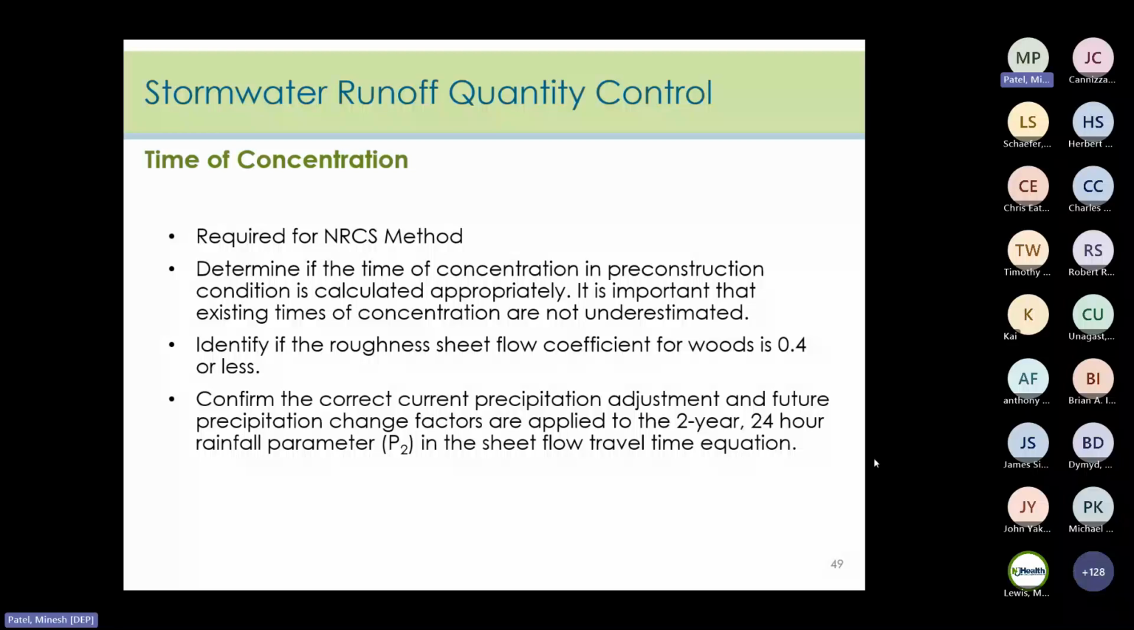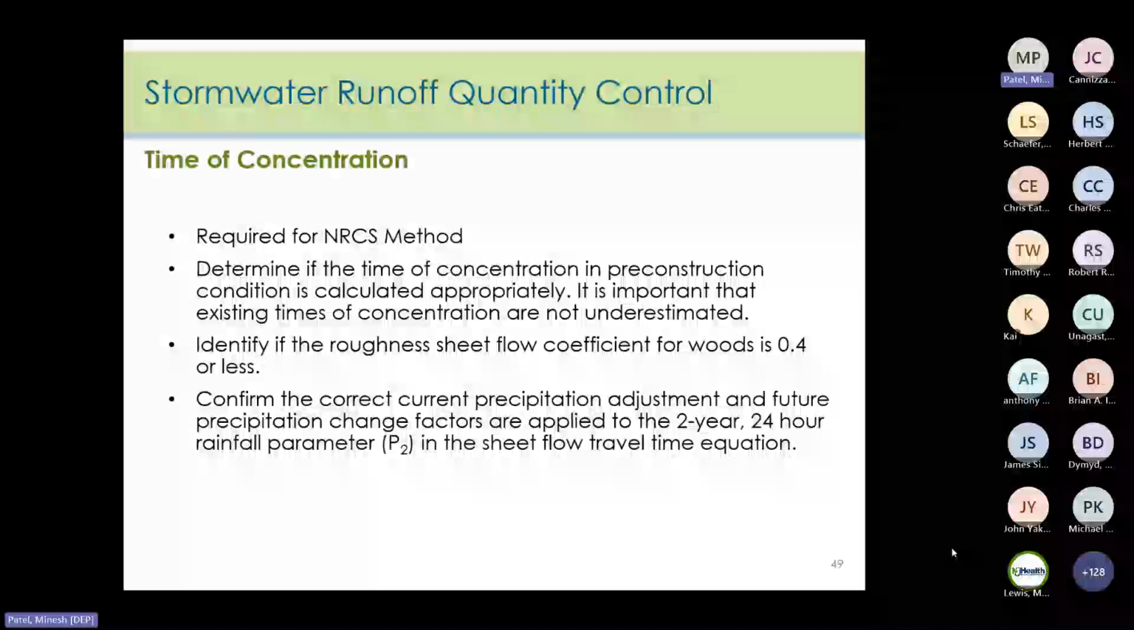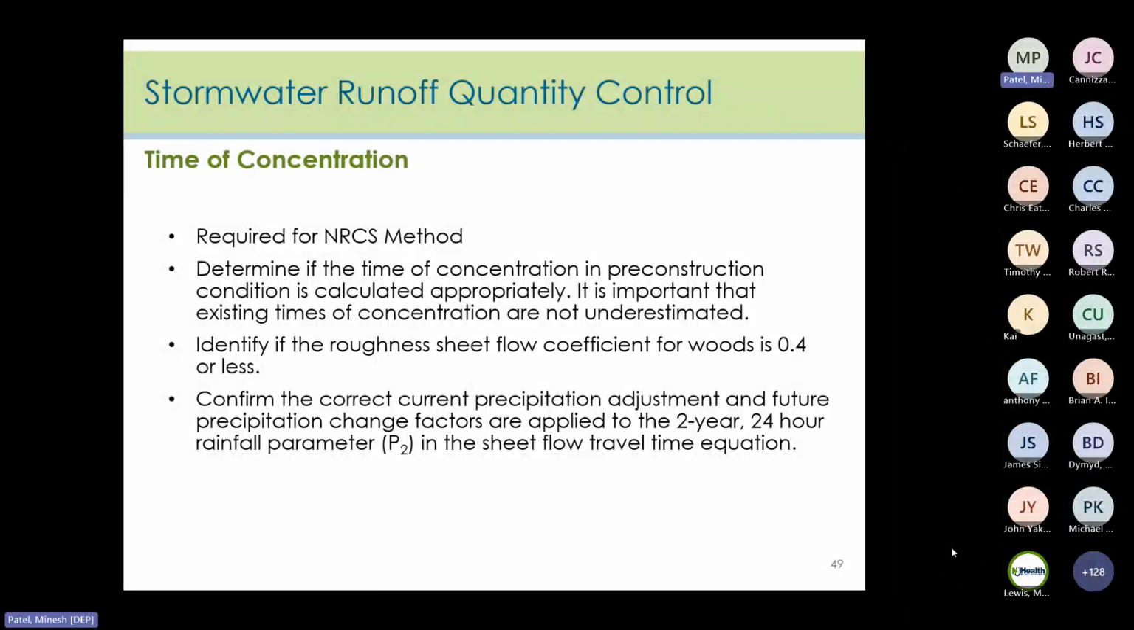calculations. So according to the NRCS, the maximum Manning's roughness coefficient that can be used is 0.8 for woods with dense underbrush. But in New Jersey, we will not be using that. We do not have that situation. So the maximum Manning's roughness coefficient for sheet flow in New Jersey that can be used is 0.4. Anthony covered this in Module 2, and more on this is found in Chapter 5 of the BMP manual.